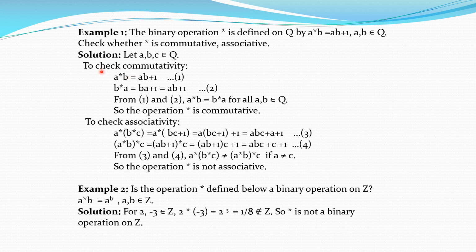Now for commutativity, the other side is b star a. Now the first is b and after star there is a. So applying the definition of star again, it will be ba plus 1. Now, a and b both are rational numbers, and in rational numbers, multiplication is commutative. So, ba plus 1 can be written as ab plus 1. Now, see, the RHS of equations 1 and 2 are both equal, so their left hand sides are also equal. That is, a star b equals b star a for all a, b in Q. Thus, the operation star is commutative.